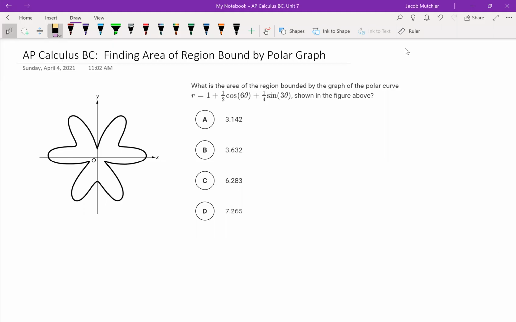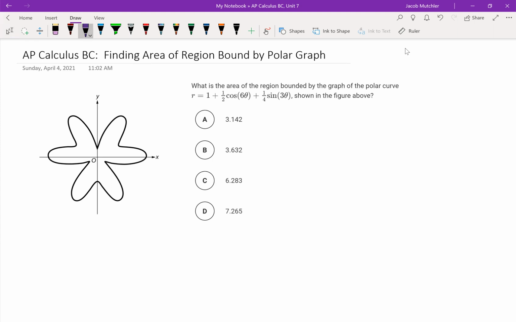Welcome to Calculus. Today we'll investigate how to find the area of a region bound by a polar graph using the TI-Nspire. So this question gives us a graph of a polar function, and we're trying to find the area of the region bound by the graph. So we got the graph. It's also given as an equation. So the radius r equals 1 plus 1/2 cosine of 6 theta plus 1/4 sine of 3 theta.